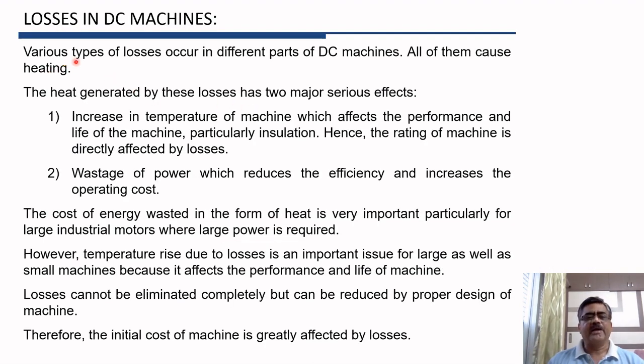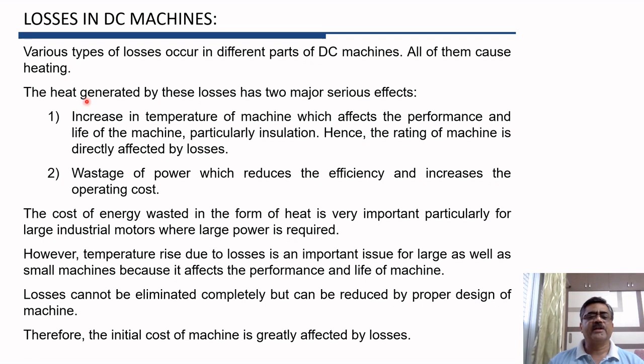We have studied that there are two types of DC machines, DC generators and motors. These machines convert one form of energy into another form. Now, during this energy conversion, some amount of power is wasted in the form of heat. These losses occur in different parts of DC machines, and all these losses cause heating of the machine.